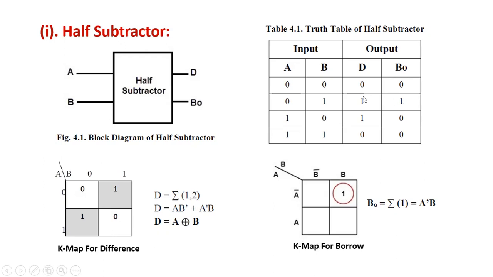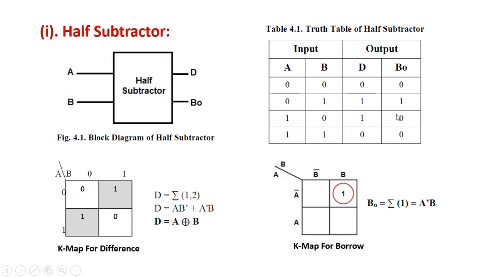For difference we have 1 in the truth table for these two combinations, A bar B and A B bar. As there is no pairing possible, we can directly write this as the summation of these two minterms. So it will be A B bar or A bar B, and we know this is the equation for the XOR gate. So difference will be equal to the XOR of the two inputs applied to the half subtractor.